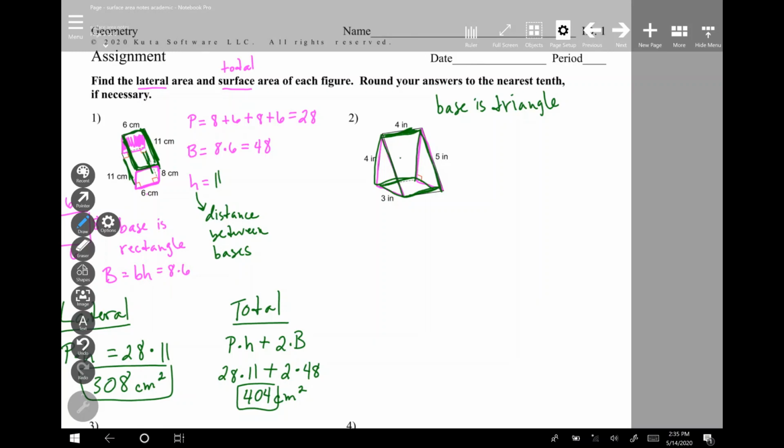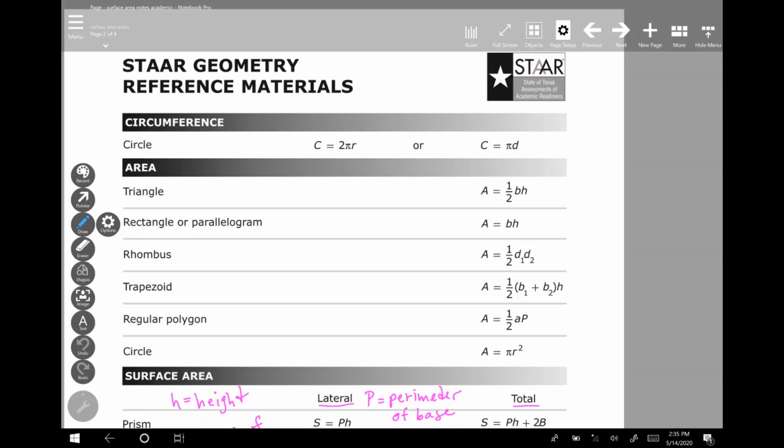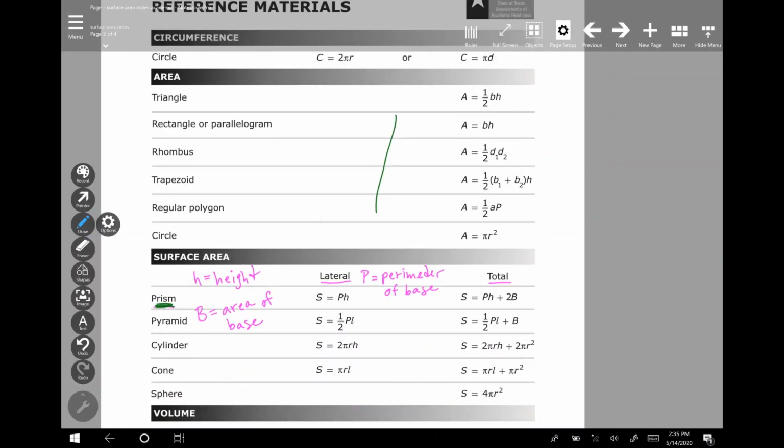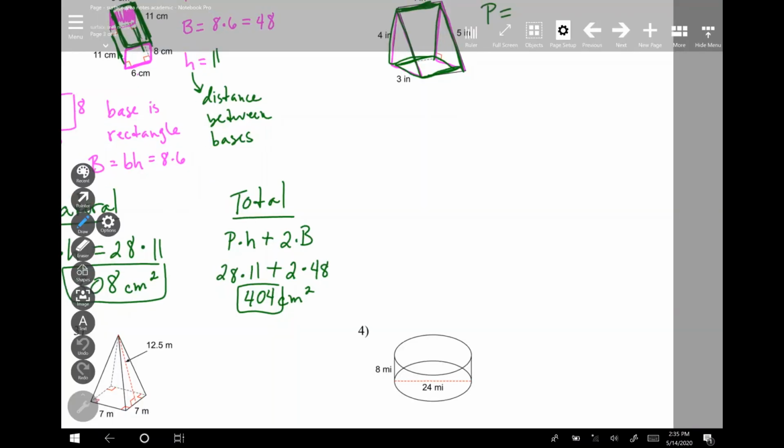So now what I will do is figure out the perimeter of the base because it's a prism. You always go back and say, okay, surface area for a prism, I need P times H plus 2B. So those are the things I have to know. I have to know the perimeter of the base, the height of the prism, and the area of the base. So always for prisms.